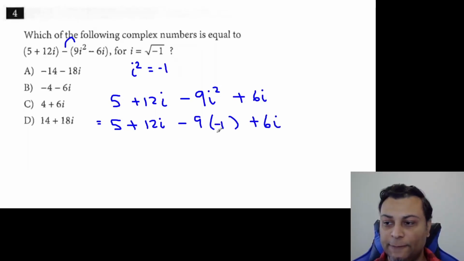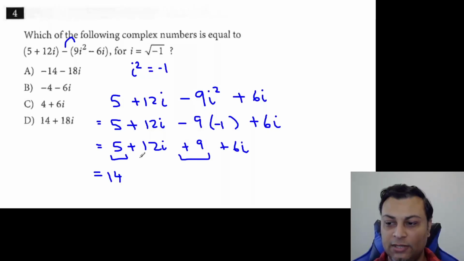So let's put that in. And you end up with 5 plus 12i plus 9 plus 6i, and now we combine some terms. 5 and 9 will give you the 14, and this is 18i. So the final answer is D.